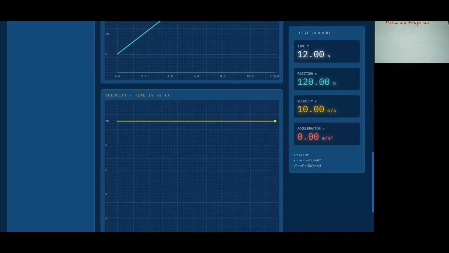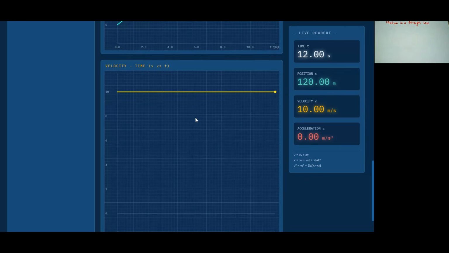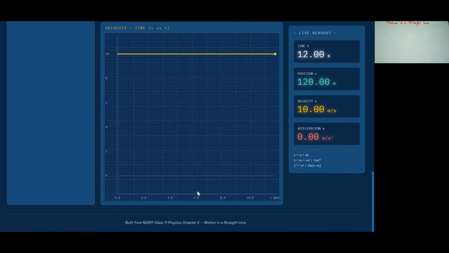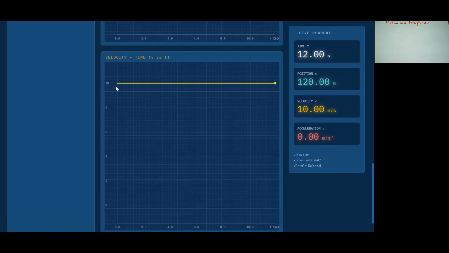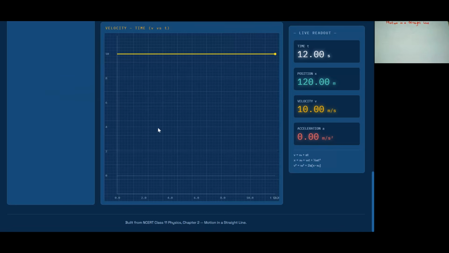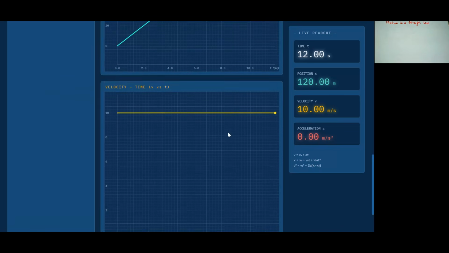So a flat horizontal line is the second graphical fingerprint you must remember. Constant velocity gives a flat velocity-time graph. One more idea: the area between this flat line and the time axis equals displacement. You can see the height is 10 meters per second with 10 seconds, so the area is 100, like that.